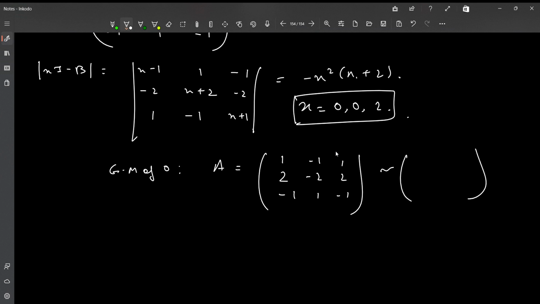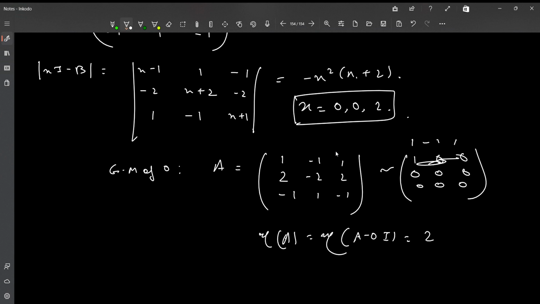So you have 1, minus 1, 1. Then the second can be row reduced to 0, 0, 0, and the third can also be just added with row 1, right? So you get 0, 0. So the nullity of A, which is the same as the nullity of A minus 0 I, is coming out to be 2. Therefore, there are in total 2 Jordan blocks for 0, right?